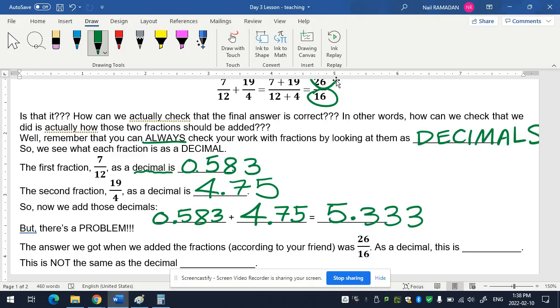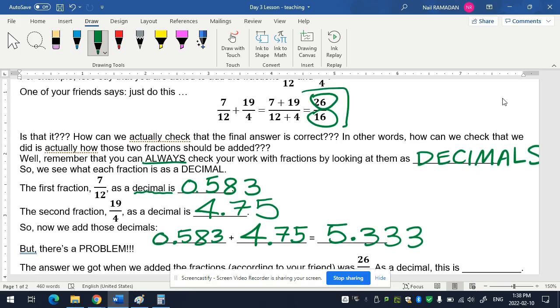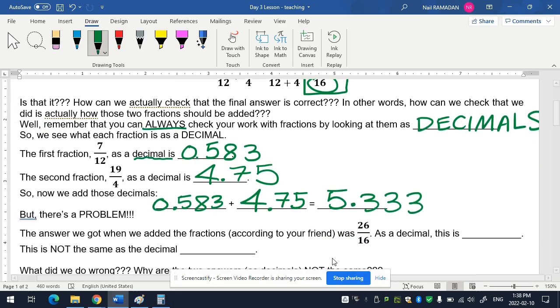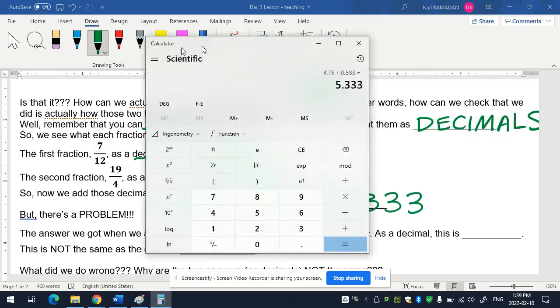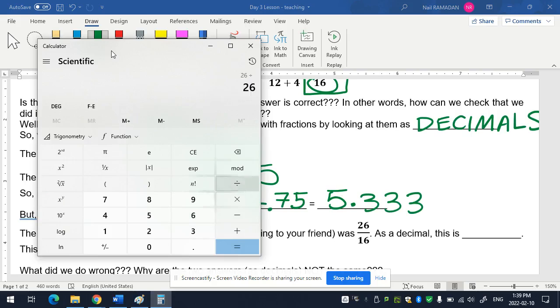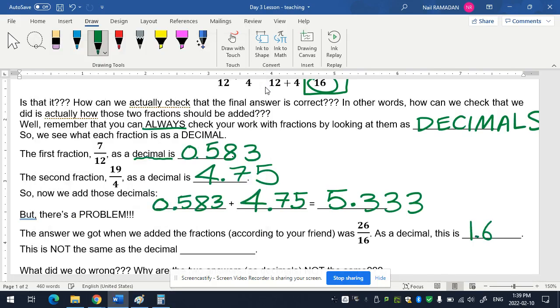Everyone, here's a problem. That is not the same decimal, I guarantee you right now. That is not the same decimal that you will get if you find out what decimal this number is. Well, let's check. The answer we got when we added the fractions, according to your friend, is 26 over 16. As a decimal, that's what? I know it's 1 point something for sure. Yep. So 26 divided by 16 is 1.625. It ends here, no more finite infinite stuff. So 1.625.